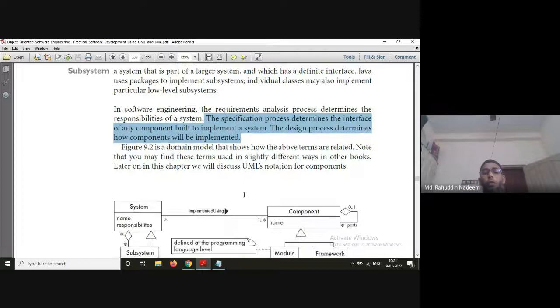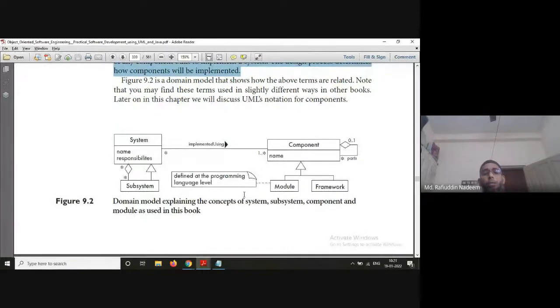So here is a UML notation. See here, a system is there. It is a UML class diagram in which there is a system. Each system has its name and the responsibilities it is going to perform.